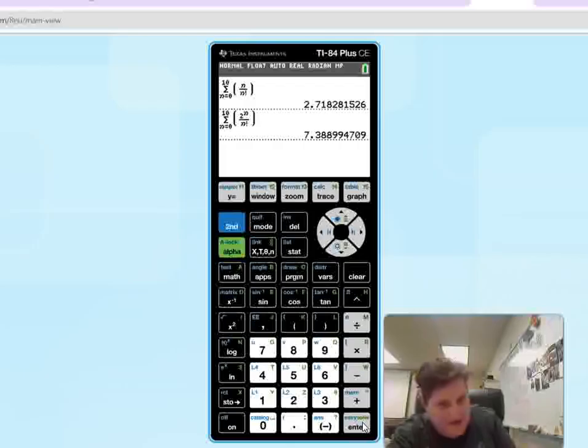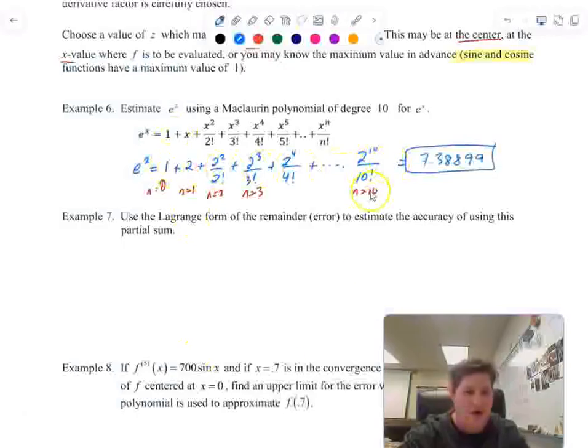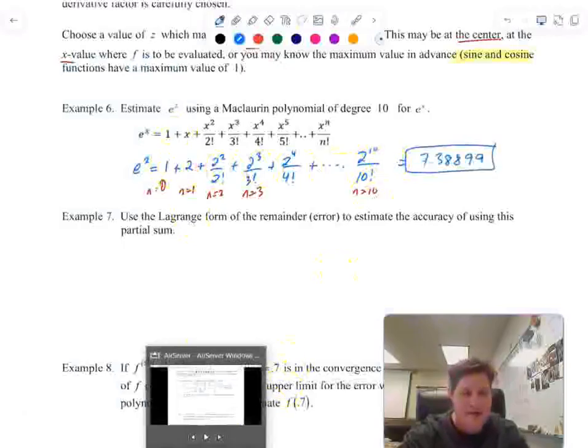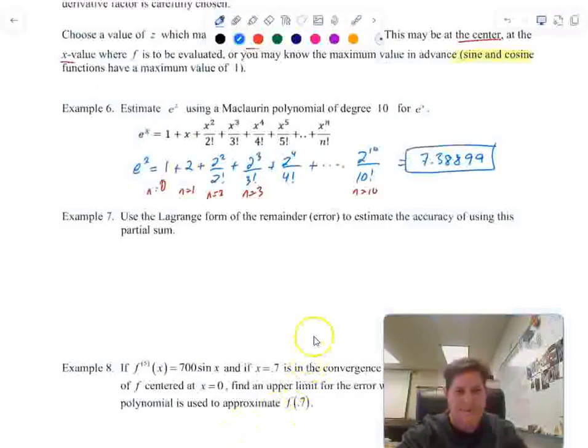So it sums up to 7.38899. Now, do you guys remember what we were approximating? This is so that I don't have to type in all of that out to 10. You still could, but that's a little bit faster. What were we approximating? We were approximating e squared. My goodness, that is close up till the third decimal place. That's pretty close, all right?